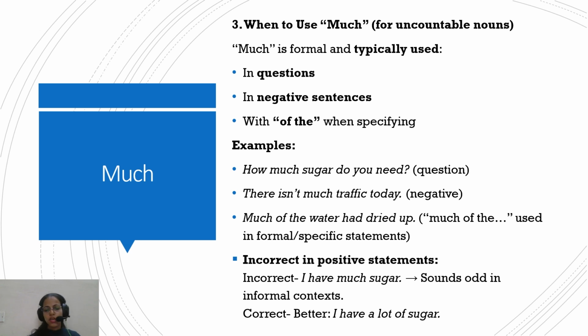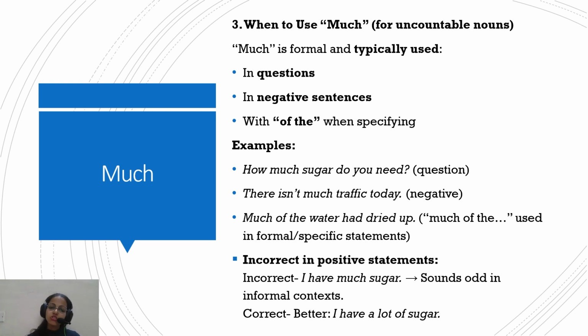There isn't much traffic today. In the negative sentence, there isn't much traffic. Again, in negative sentences, traffic is an uncountable noun. Much of the water had dried up. So much of the is used in more formal and specific statements. We are referring to, say, some pond, and we are very specifically talking about it: much of the water had dried up. So in questions, negative sentences, and when we're talking about something specific, it's used with the phrase of the.